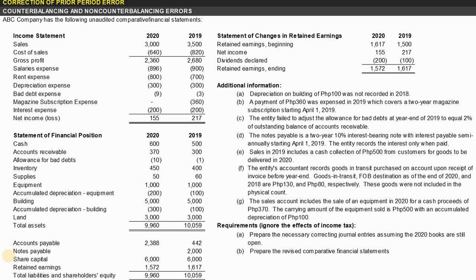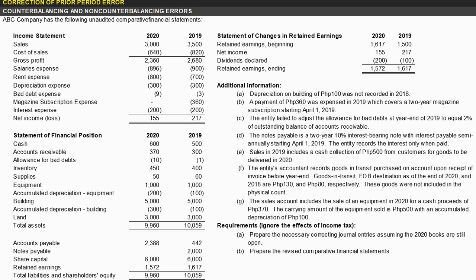ABC Company has the following unaudited comparative financial statements. Looking at the problem, we have 2 years of financial statements, so this is a comparative financial statement. 2020 and 2019. So the current year is 2020 and the earliest prior period presented is 2019, because our comparative financial statement only includes 2 years of FS.